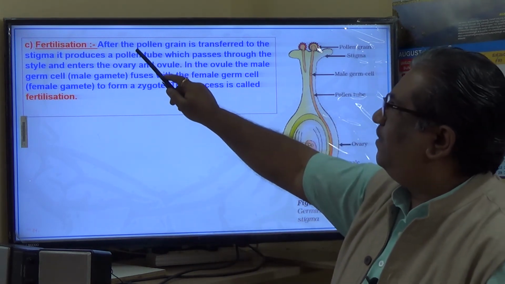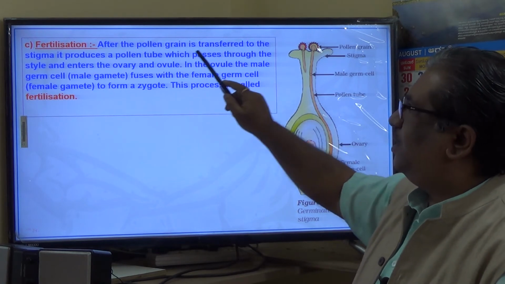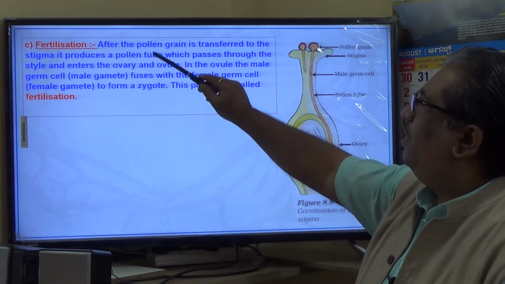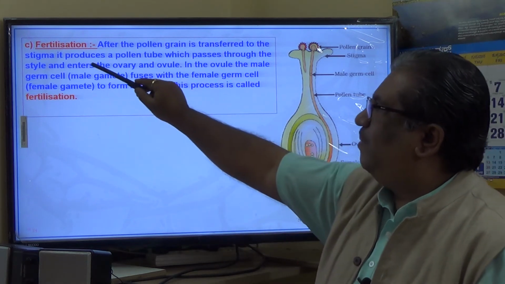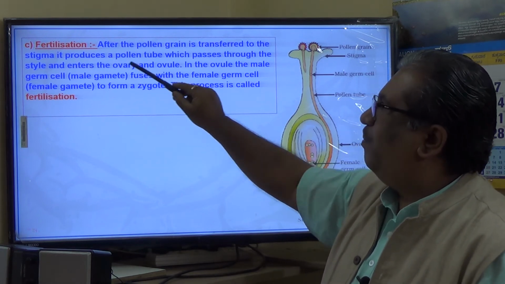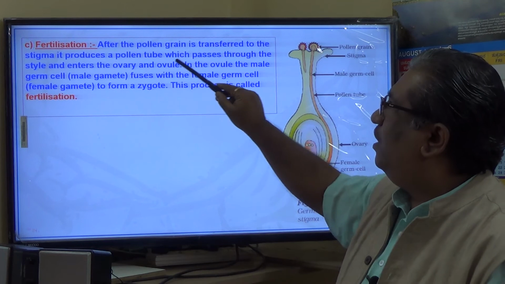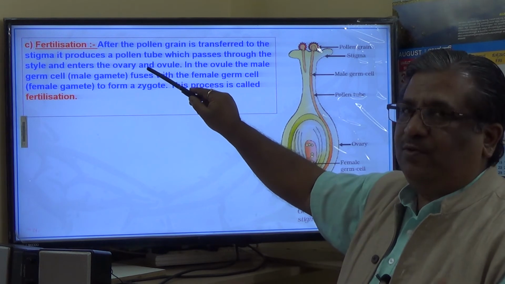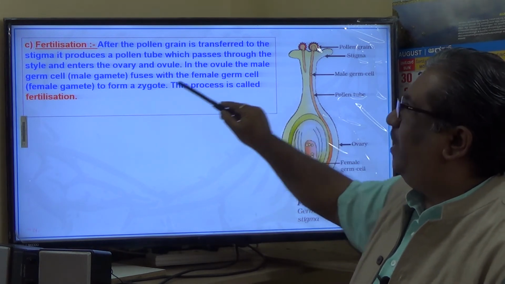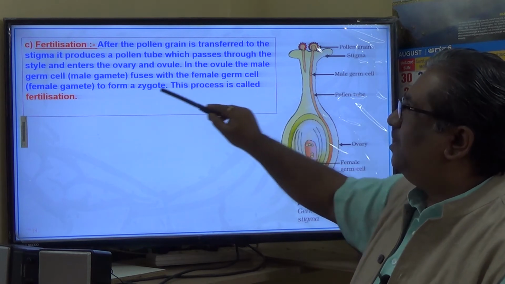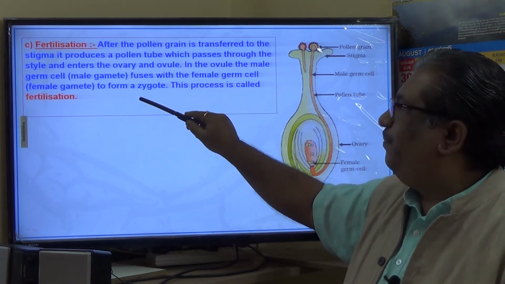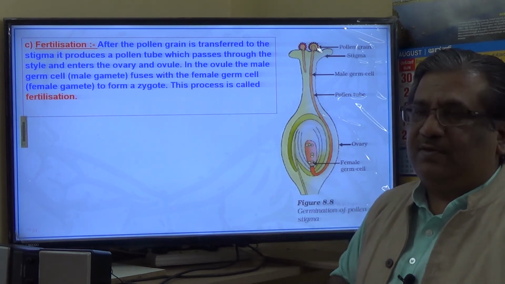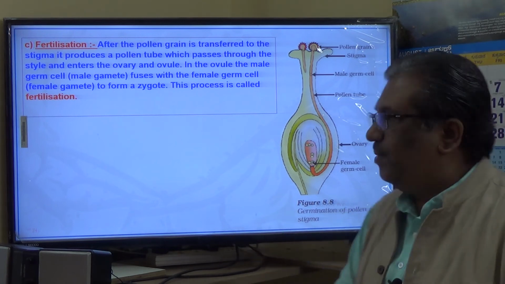Let's see here. After the pollen grain is transferred to the stigma, in flowering plants it is better to understand all these things in detail. After the pollen grain is transferred to the stigma, it produces a pollen tube which passes through the style and enters the ovary and also the ovule. In the ovule, the male germ cell fuses with the female germ cell to form a zygote, and this process is called fertilization. I don't know whether you have understood. So let us take the help of the diagram now, which is important.